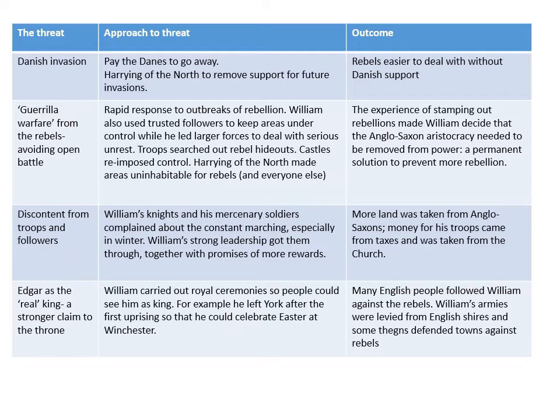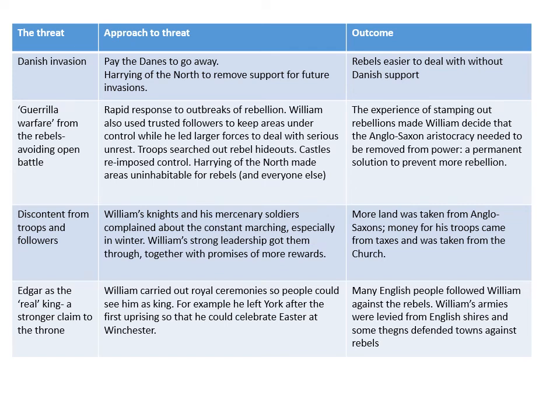Another factor was discontent from troops and followers of his own. So William's knights and his mercenary soldiers complained about the constant marching, especially in winter, but William's strong leadership got them through, together with, of course, the promise of more rewards. But the outcome of these more rewards was that more land was taken from Anglo-Saxons, money for his troops came from taxes, and was also taken from the church.